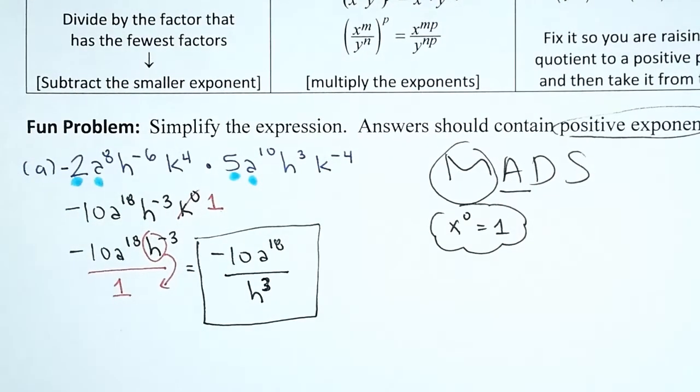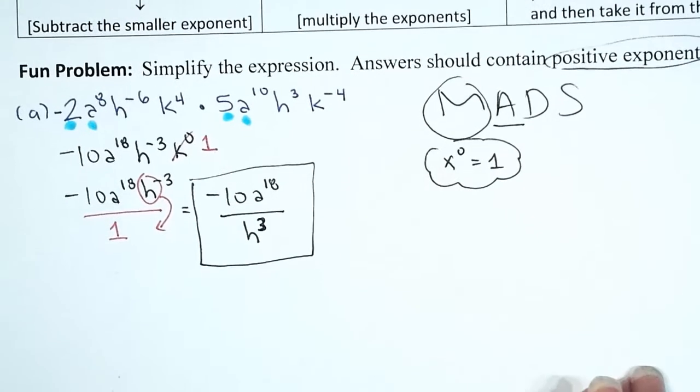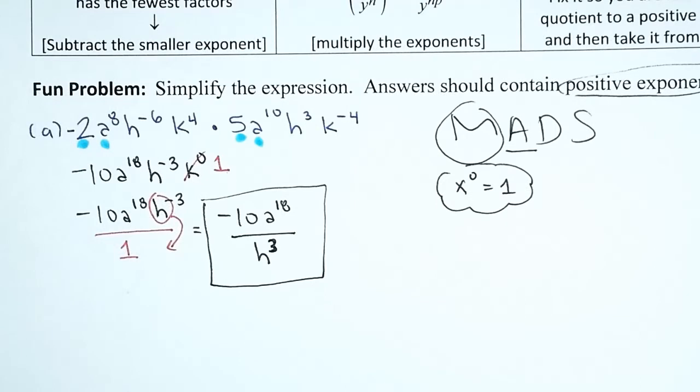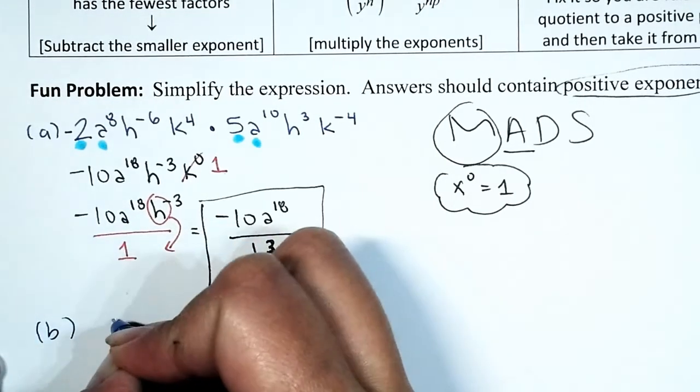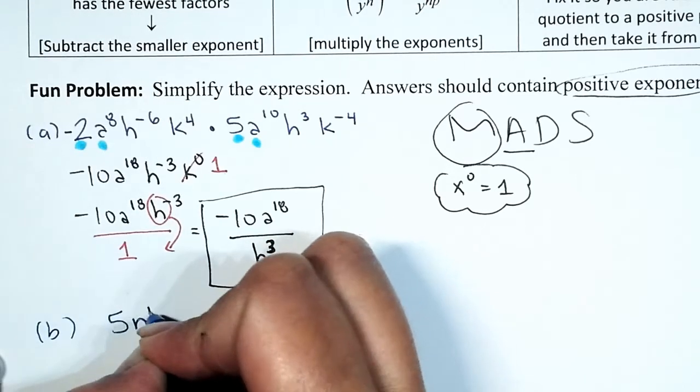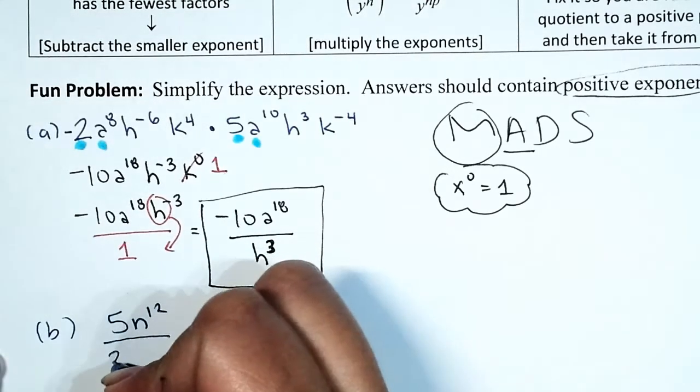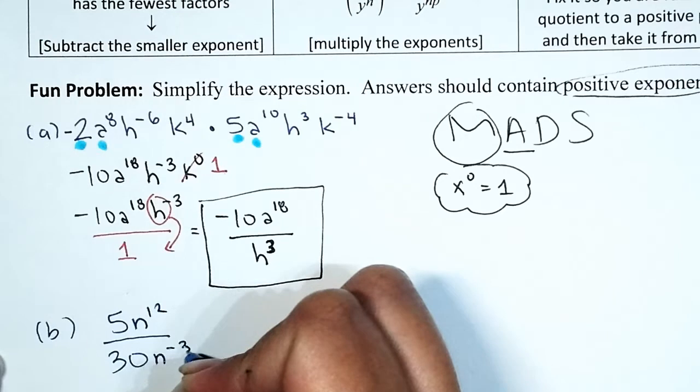Okay, so again, we're doing a total of 7 problems. This is our first. Let's go ahead and knock out the next set of problems. Problem B. So we have 5 times n to the 12th over 30 times n to the negative third.